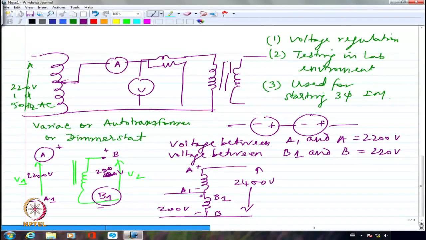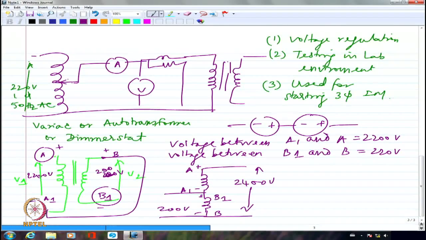Okay, so this entire winding is gone, right? So I should show it as though this is connected here. That is where the problem lies. Now if I want series subtraction, all I should have done is put B here and B1 here. That's all. That will give me series opposition.